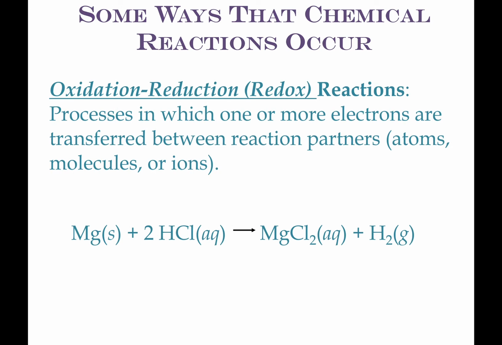Oxidation-reduction (redox) reactions, we're going to talk about those in the next video, but we have a single replacement. So the magnesium is going to replace the hydrogen to produce magnesium chloride and hydrogen gas. We're going to talk about these in depth and how to balance these equations, which is a lot harder than any of the balancing equations we've done so far.